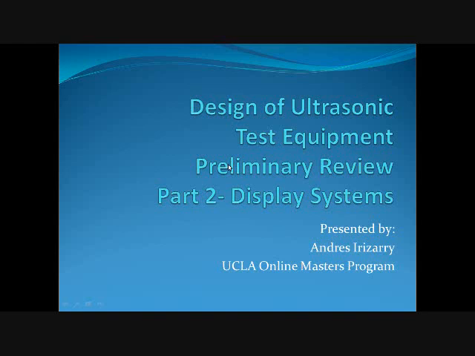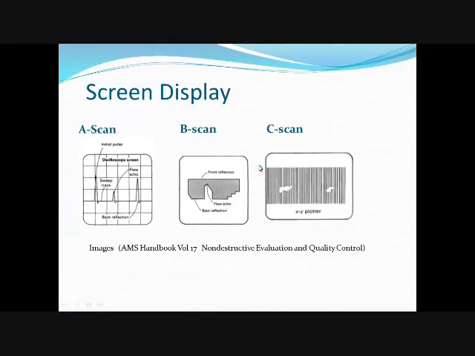And in this part, I will provide a very elementary theory on display systems which may be used on the ultrasonic test equipment for this project. There are 3 scan displays which can be used. These are the A scan, B scan, and C scan systems as seen below. More information can be found in the AMS Handbook for Non-Destructive Evaluation and Quality Control, and that is also where these images are from.